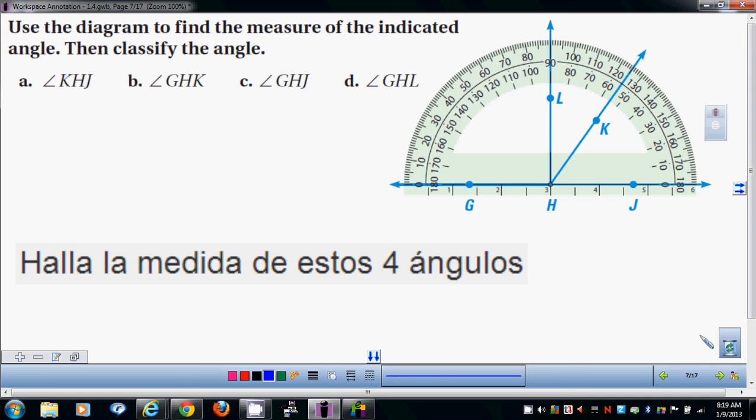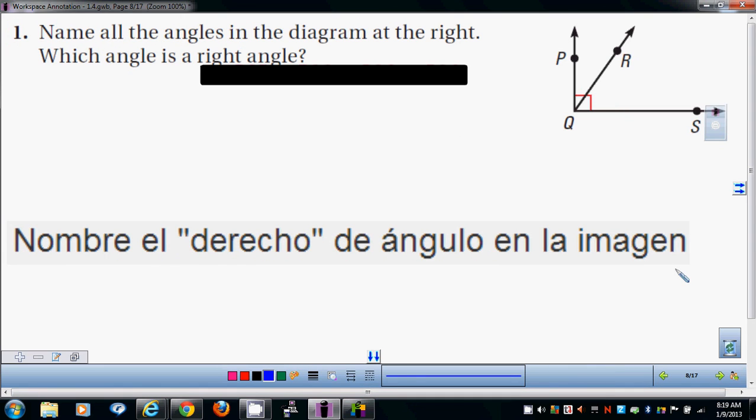Questions? Okay, name all 3 angles in the picture. You don't have to write this down. We can just talk about it. Name all 3 angles and tell me which of those 3 angles by the label is the right angle. I'll just have one person answer all of this. I'll give you a minute.